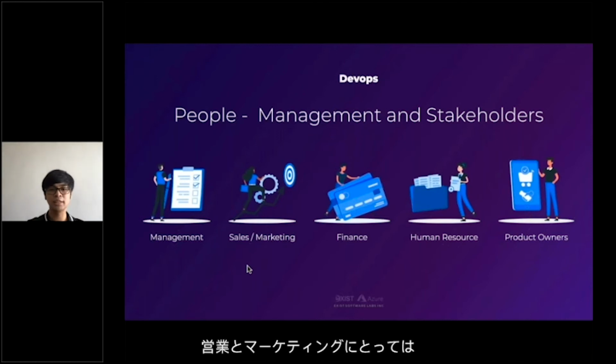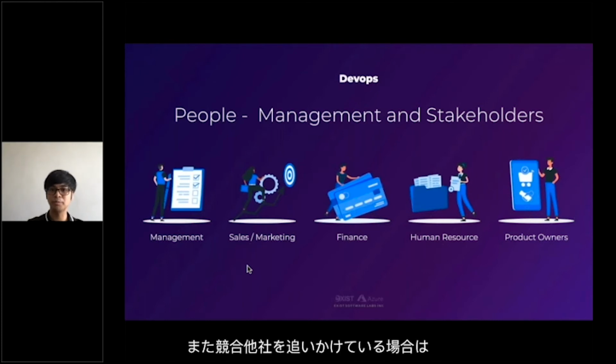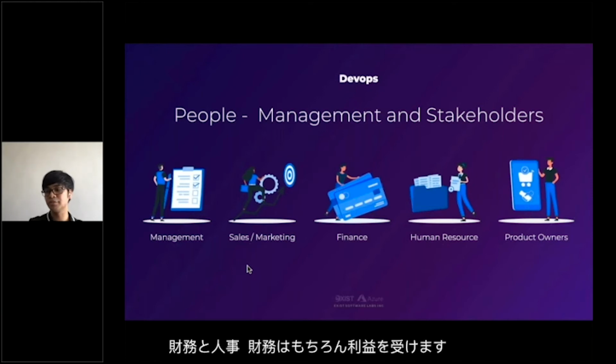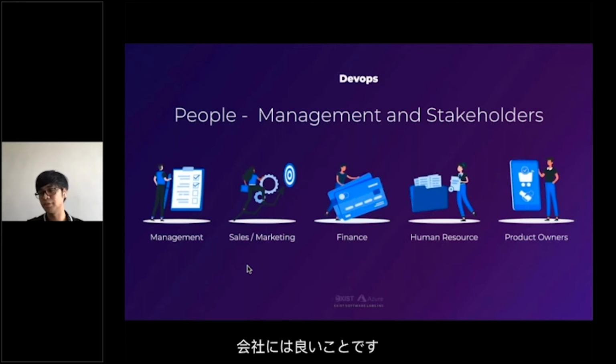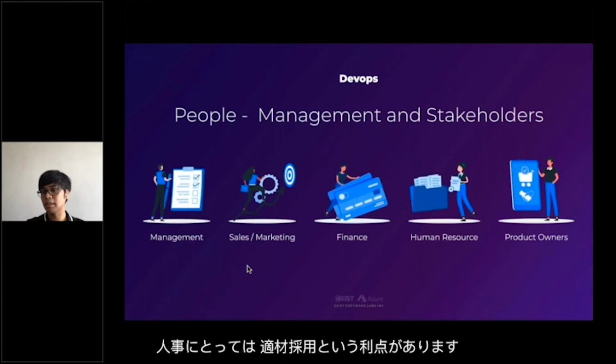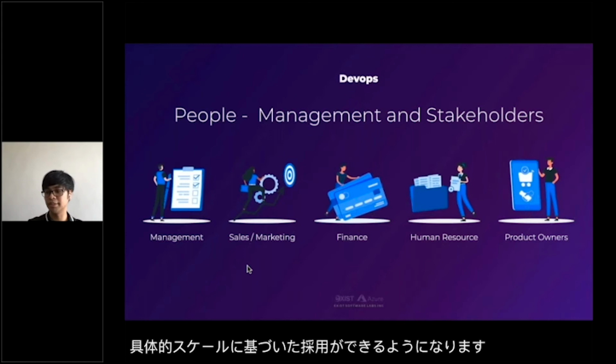So sales and marketing, it's easier to sell items or sell products if they're already existing in the market. You can also cope with competition if you're the one behind, because you can easily ship your products faster than your competitors. Finance and HR, of course, with better products, efficient products, their life is a little bit easier because costs are down, sales are up, so it's good for the company. Human resource, they can actually benefit from this by hiring the right people, by hiring people who are on a more specific scale to supplement your existing team.